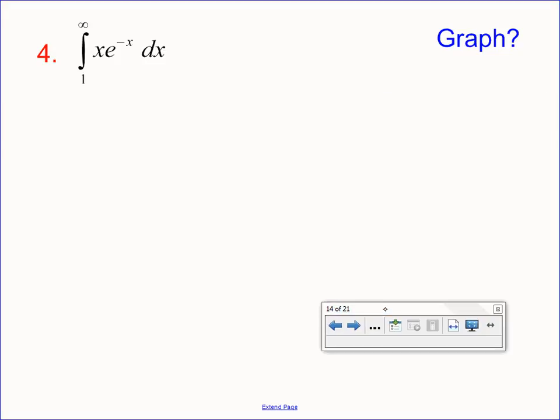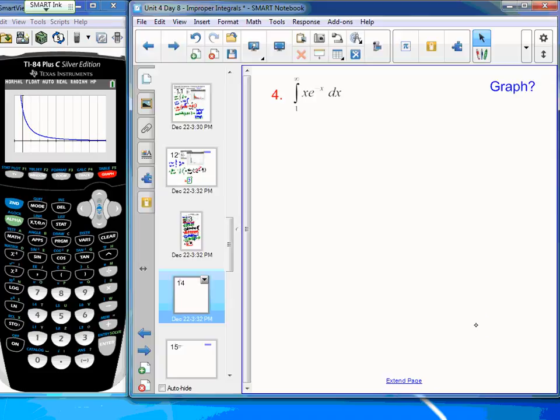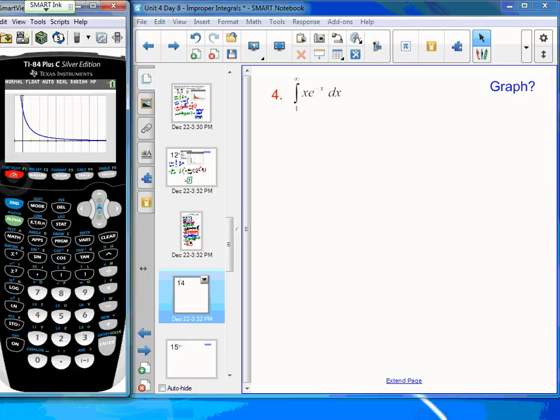Let's take a look at number 4. So, our graph will give us an indication of what's going on here initially, and then we'll take a look analytically. So, I'm considering a new integrand function. In this case, we want x times e to the negative x. And we're going 1 to infinity.